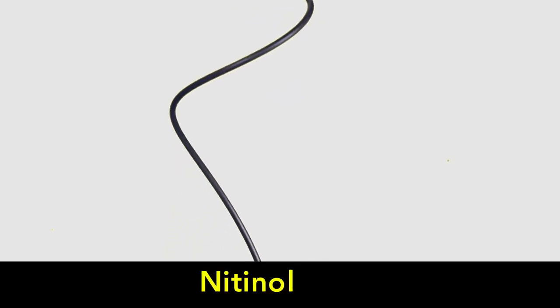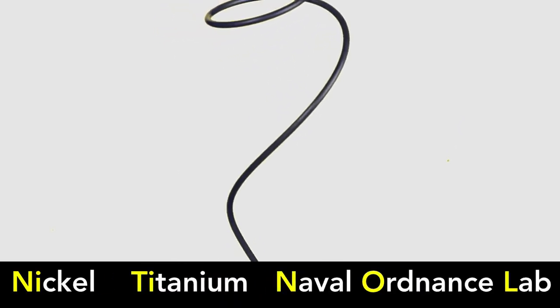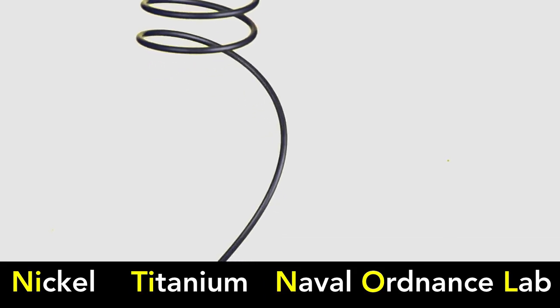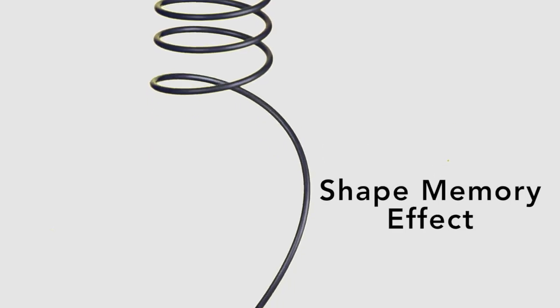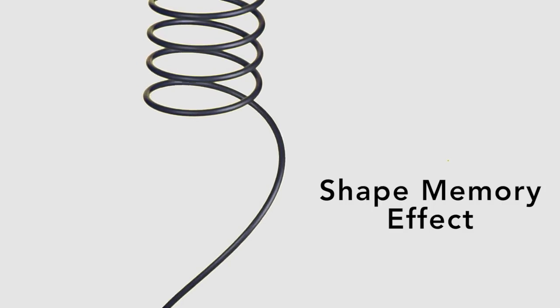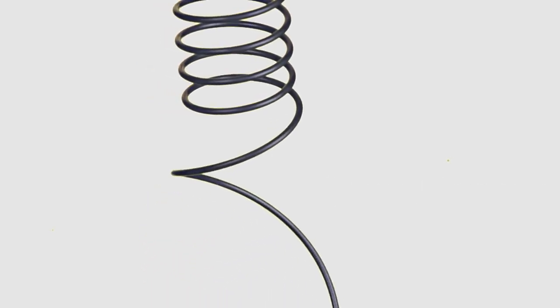This spring is made from nitinol wire. The name comes from the elements it contains and where it was discovered: nickel and titanium and the Naval Ordnance Lab. It's showing what's called the shape memory effect. A length of this wire was formed at very high temperatures into a spring. This shape setting occurs at temperatures above about 500 degrees Celsius and then cooled.